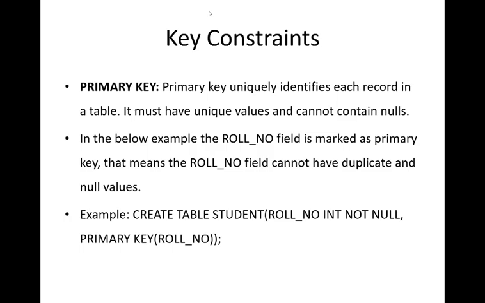Key constraint. First one, primary key. A primary key uniquely identifies each record in a table. It must follow two rules. First one, it must be unique. Second, it must be not null. For example, create table student, roll number int not null, primary key roll number. Roll number cannot be null and cannot be duplicated.